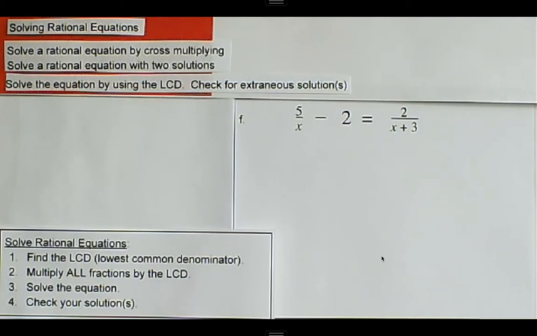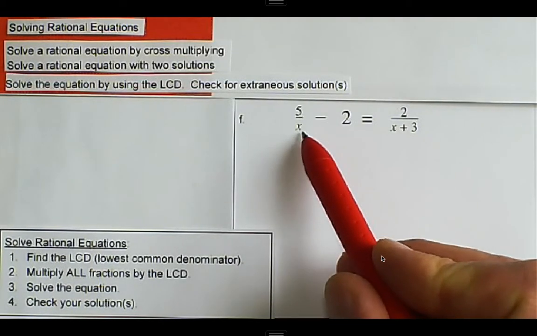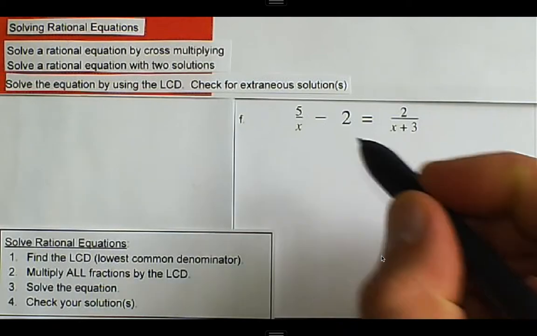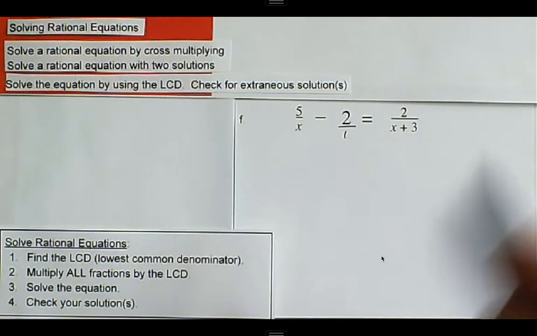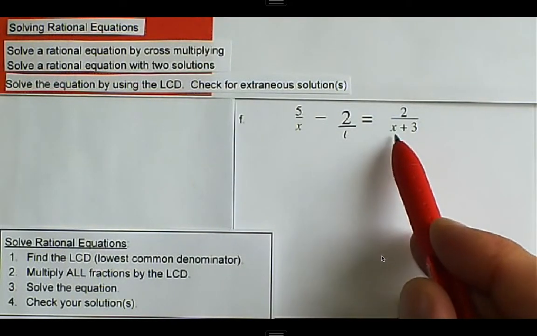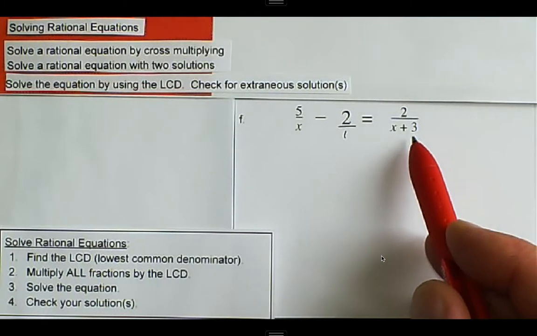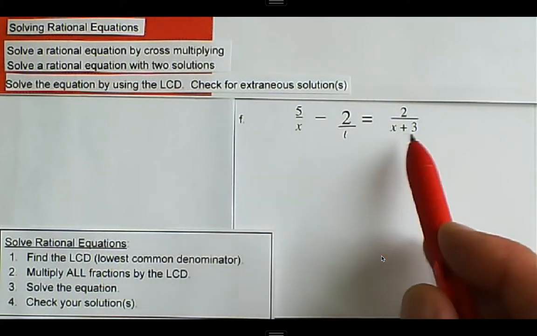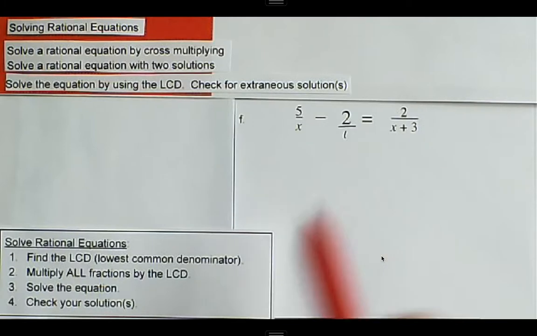We are solving rational equations, and we want to solve the equation by using the LCD and then check for extraneous solutions. So in order to get the LCD, we have to see what factors make up the denominators. Here we have a factor of x. Here we have an understood 1, and here we have x plus 3. So basically our two factors are x and x plus 3, and we have to make sure that we have all those in each one of our terms.